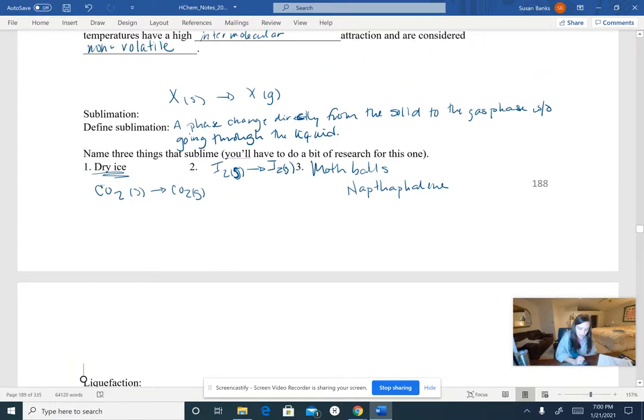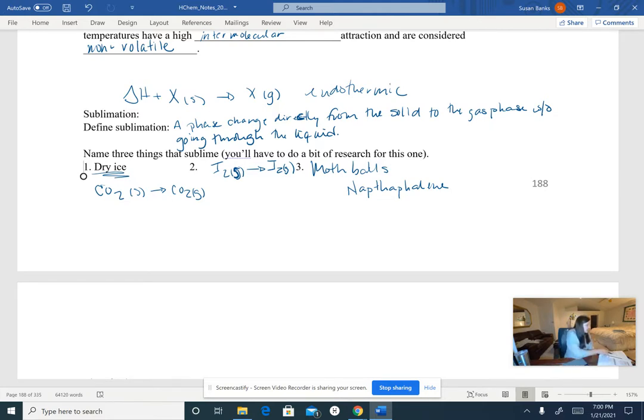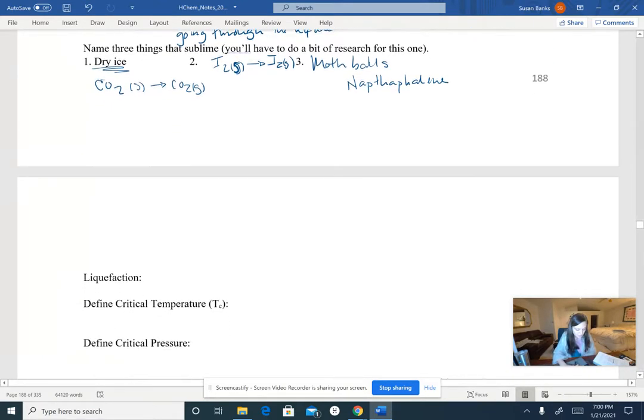Okay, so sublimation is extremely endothermic. It takes a lot of heat energy to go from the solid state to the gas state. When we talk about this, in the next day or two, we're going to start talking about the heat that it takes to do this. And those are heats of fusion and heats of vaporization. And we'll define those in a minute.